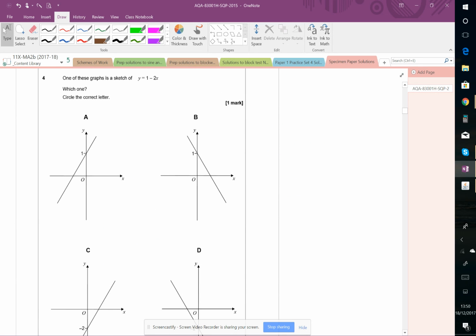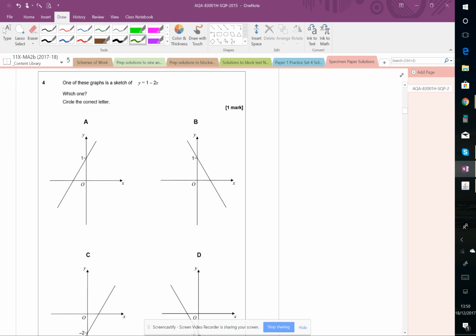Question 4. Which of the graphs shows the sketch of y equals 1 minus 2x? Now the first thing to remember here is we're talking about y equals mx plus c. So this here is equivalent to y equals minus 2x plus 1. Now remember what these things stand for. This is the y-intercept, and this m here is the gradient.